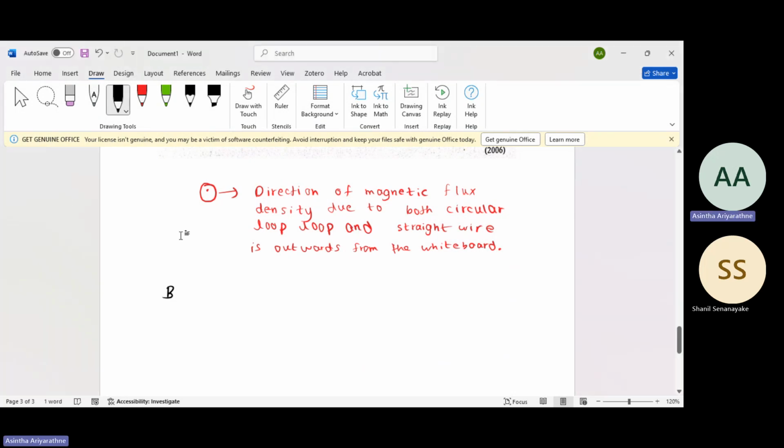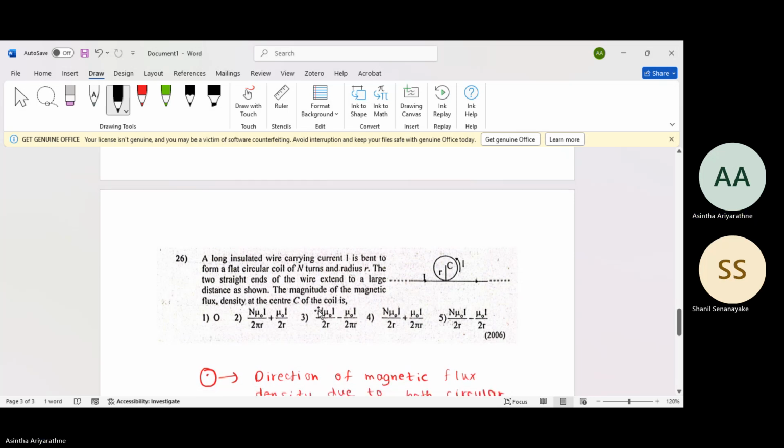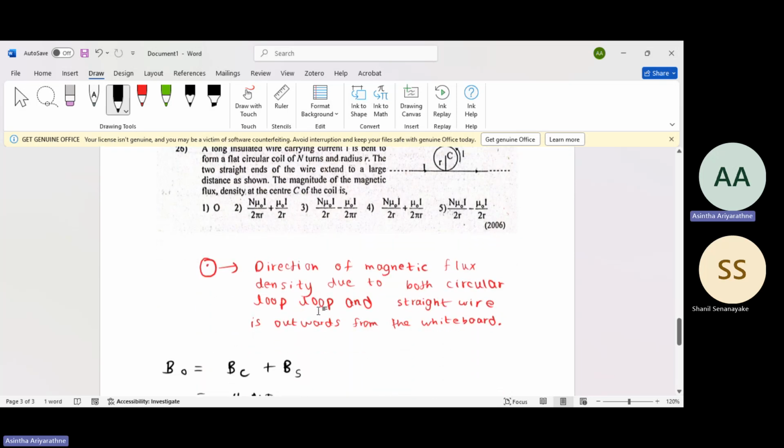So to find the total magnetic field at the center, you have to add these two: the magnetic field generated by the circular loop plus the magnetic field generated by the straight current carrying conductor. Due to the circular loop, it is mu naught n I over 2 R.